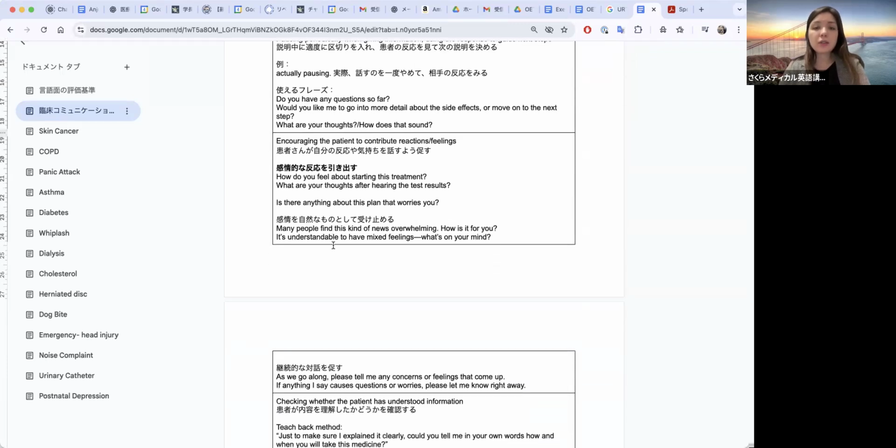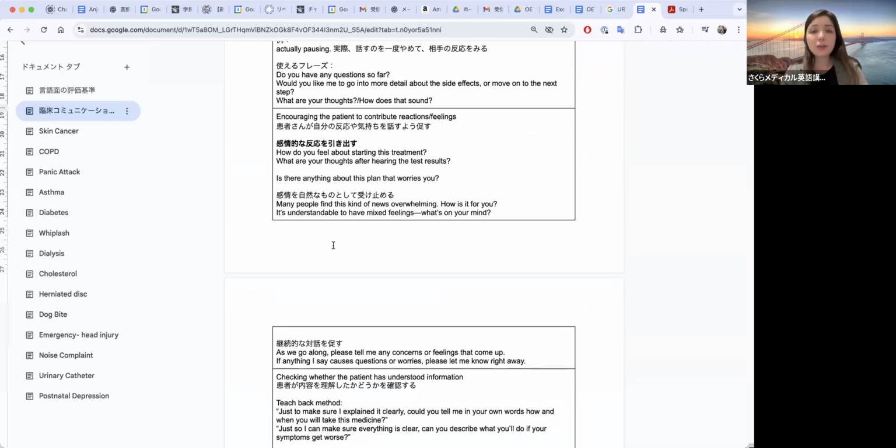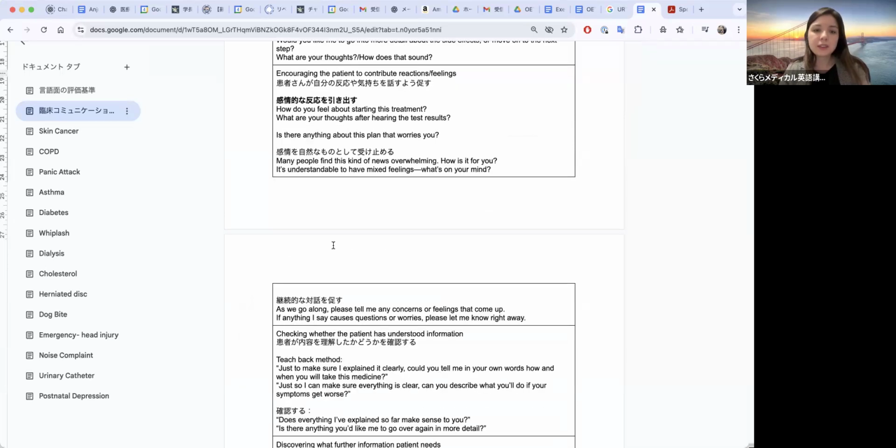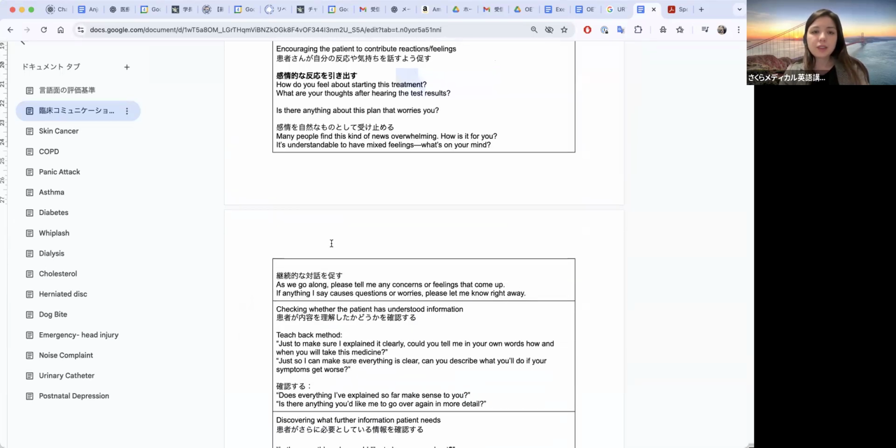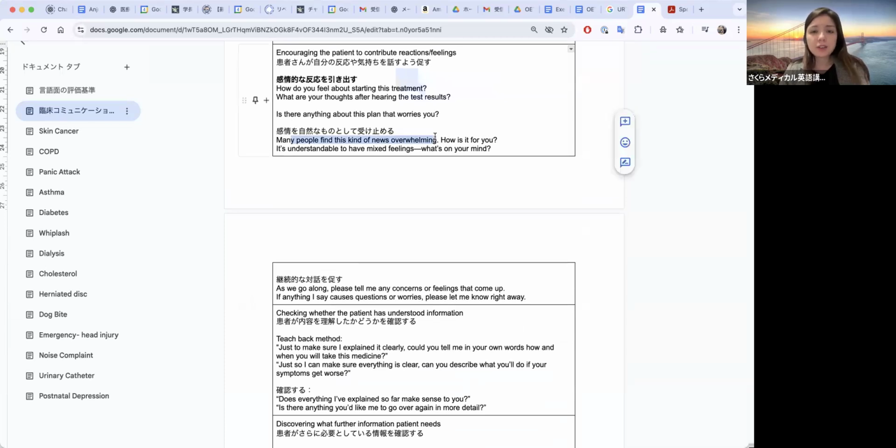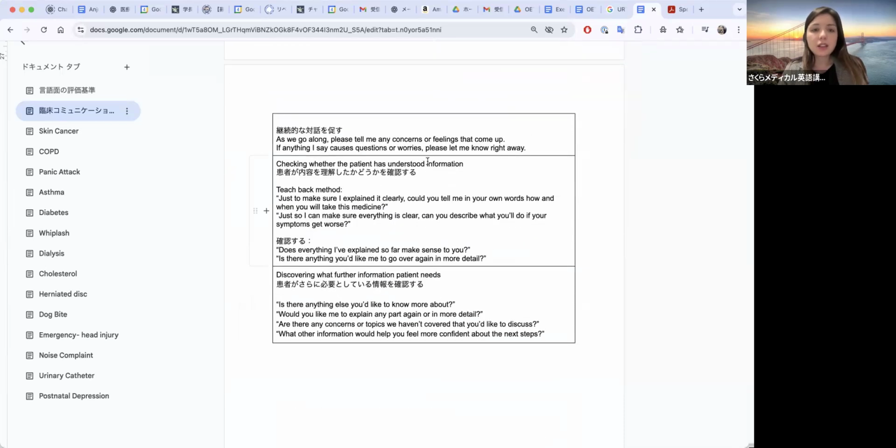Encouraging the patient to contribute reactions or feelings. So, how do you feel about starting treatment? How do you feel about insulin injections? Many people find this kind of news overwhelming. How's it for you? Checking whether patient has understood information, just to make sure that I explained it clearly. Could you tell me in your own words how and when you would take this medication? This is a compound question, so you might want to change it a little bit.